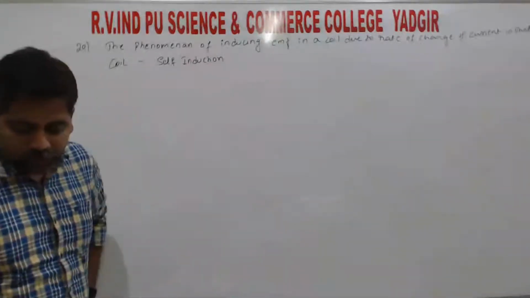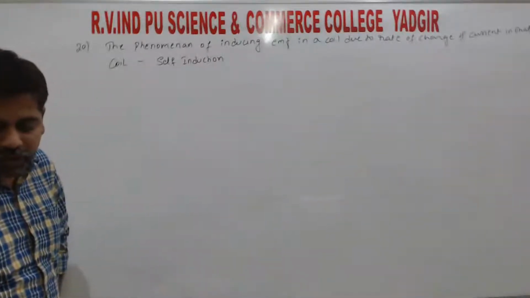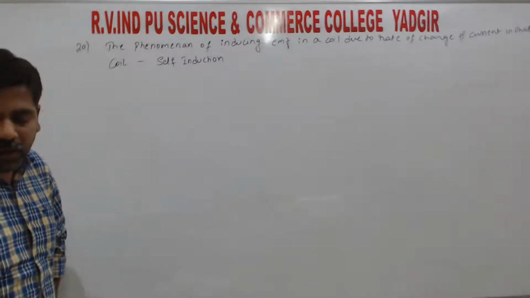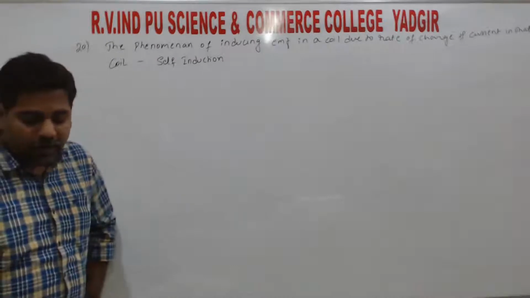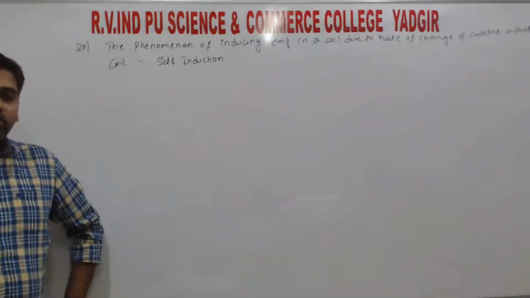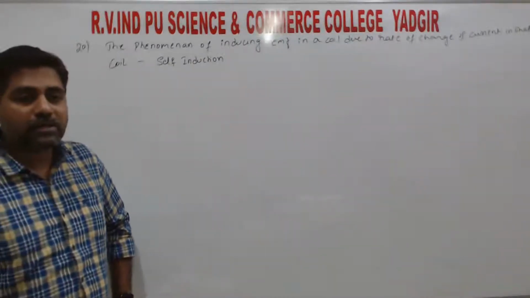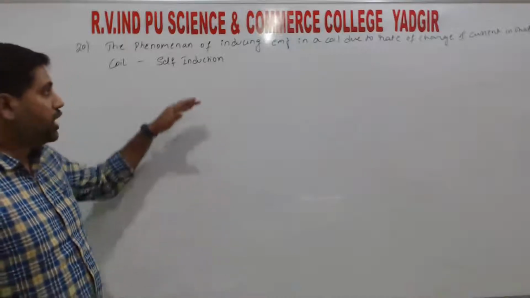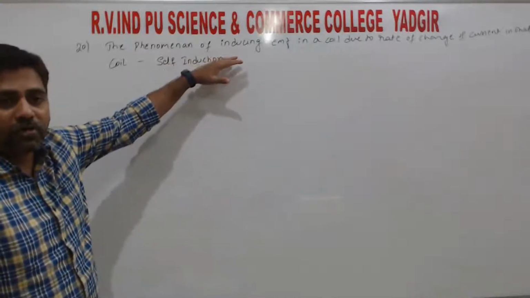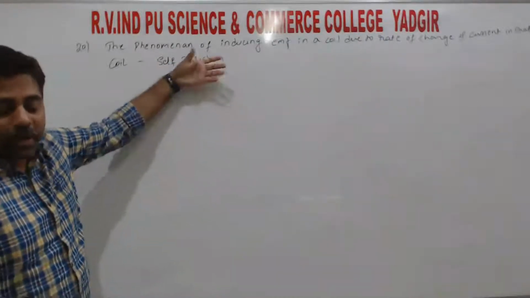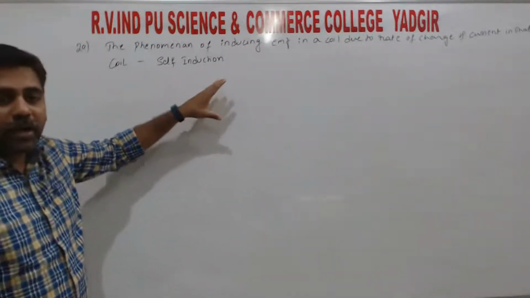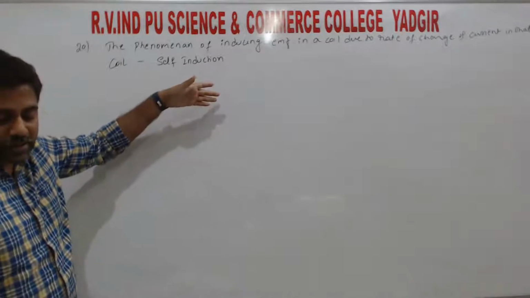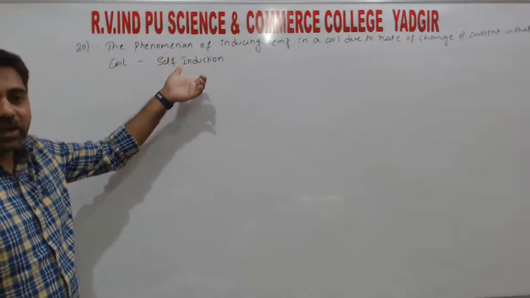So next, 21st question, state Faraday law of electromagnetic induction, right? So Faraday law of electromagnetic induction is the magnitude of the induced EMF is equal to the, right? So here the EMF is induced. So the magnitude of the induced EMF in a circuit is equal to the time rate of change of flux linked with the circuit, right?